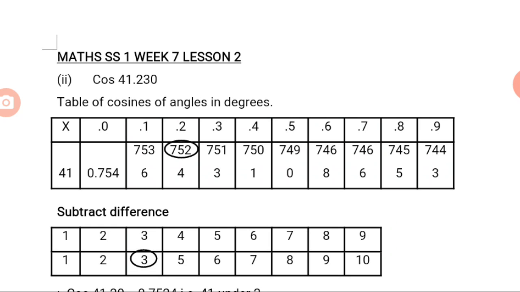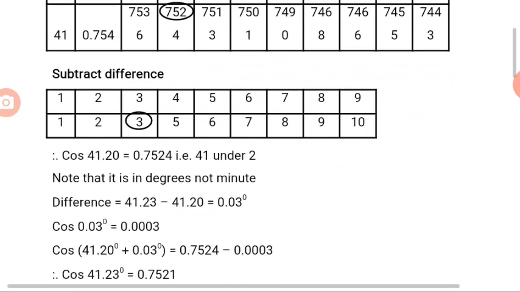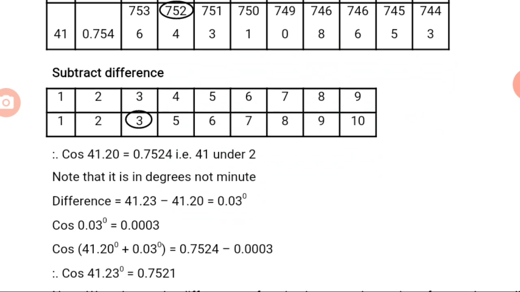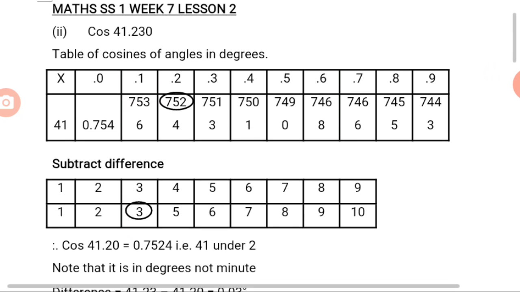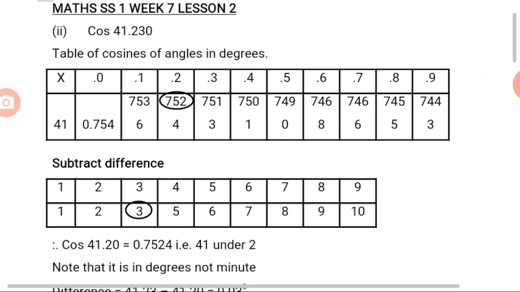So the second one is cos 41.23 degrees. Is that clear? Now, we have the table of cosine of angles in degrees. Then, under it, we are told that we should subtract the difference. Now, before we go to that, what we are asked to find is cos 41.23 degrees.